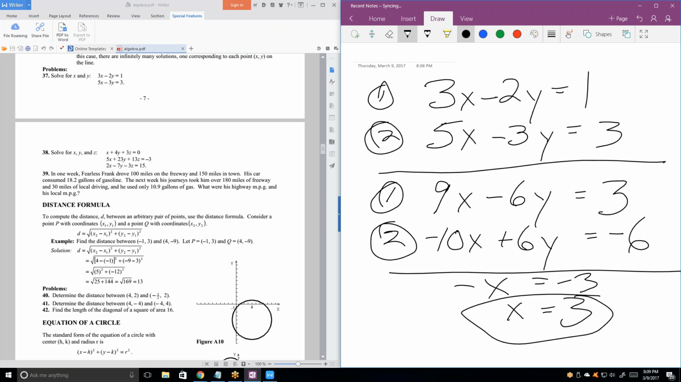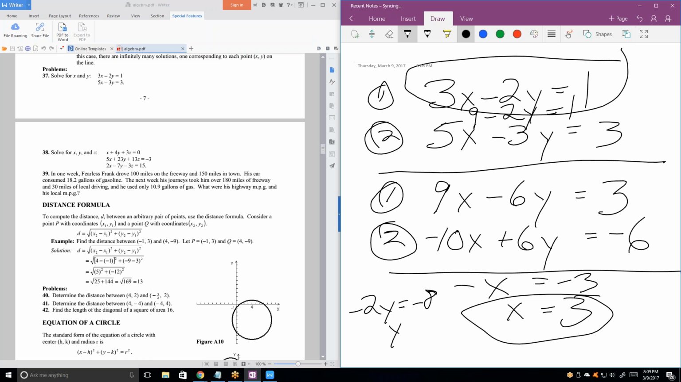And so go back to equation 1. Substitute 3 for x. So now you have 9 minus 2y equals 1. Subtract 9 from both sides. Minus 2y equals minus 8. Y equals 4. So you end up solving for both variables. But that's always what happens when you're solving by elimination, is that you eliminate a variable.